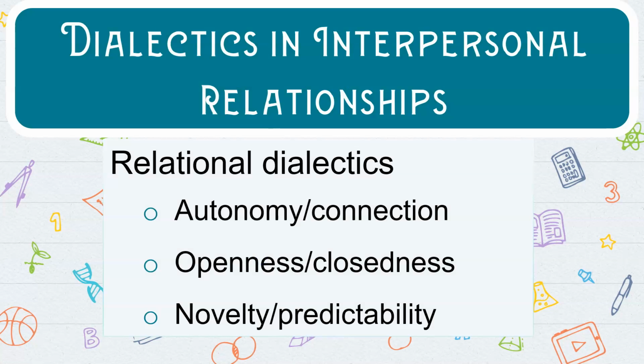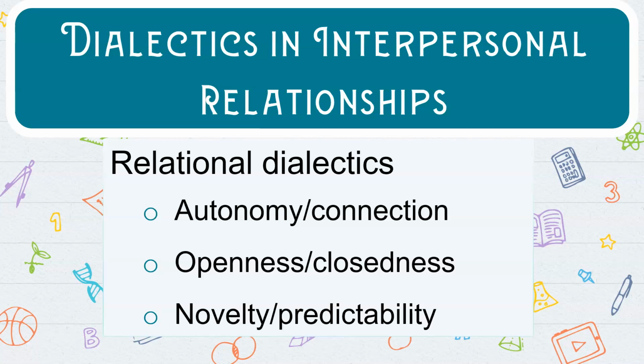All right, dialectics. Dialectics in interpersonal relationships. These refer to tensions that you have in a relationship. So, for example, in the autonomy connection dialectic, this means you might want to be your own person, but you also want to be part of a whole group.